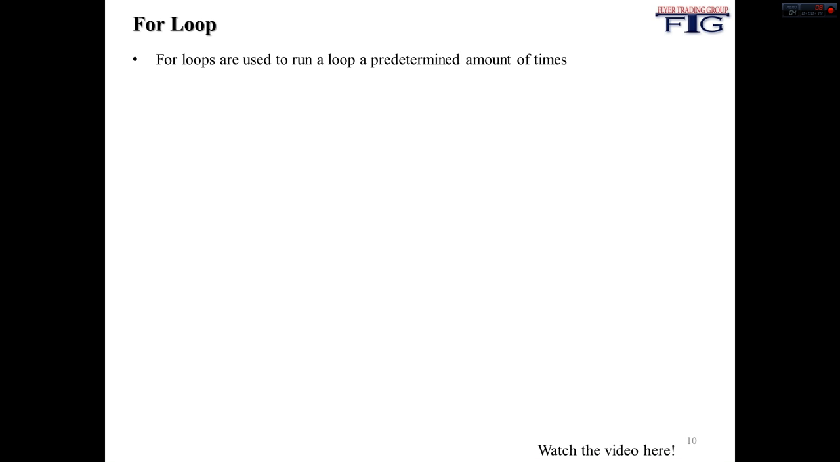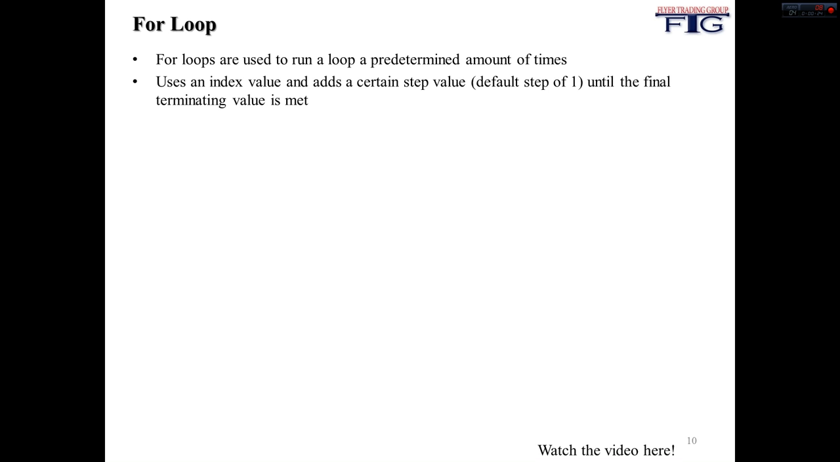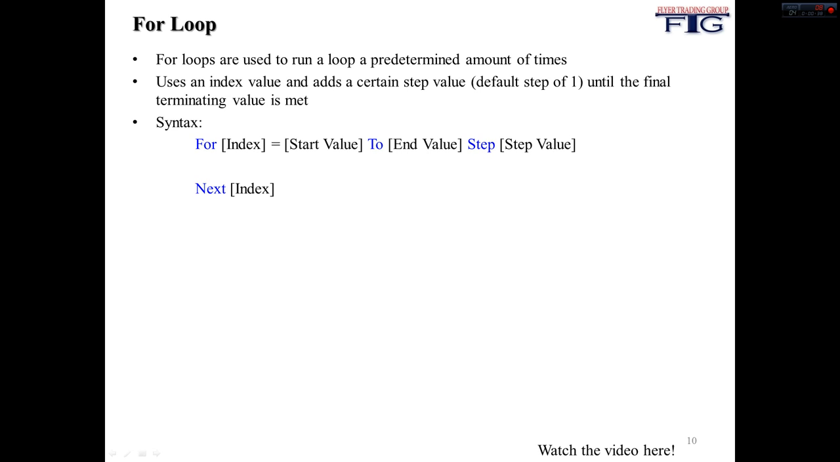So for loops are used to run a loop a predetermined number of times. This is done by using an index value, which has a certain step value, which defaults to 1, until a final terminating value is met. And this is the syntax that we're going to be working with here.